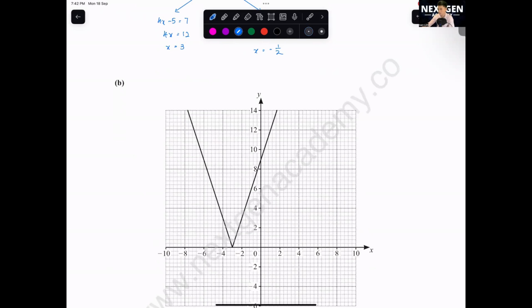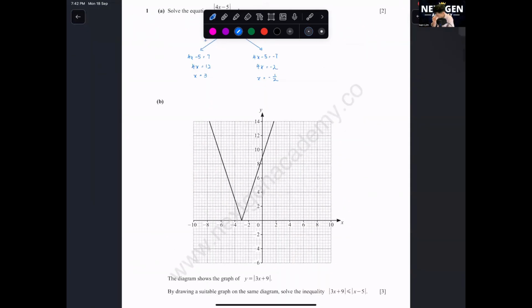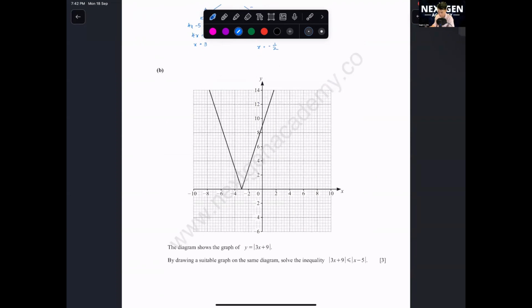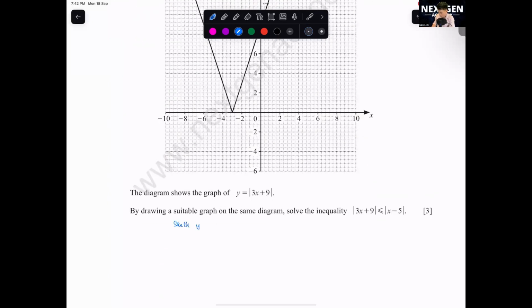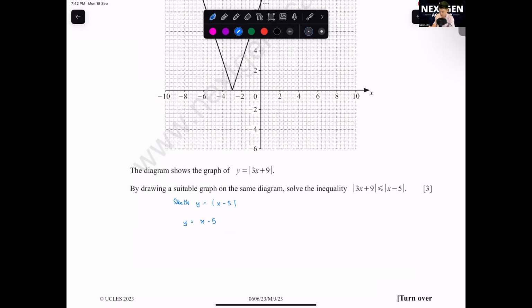Okay, question B. They say the diagram shows the graph of modulus 3x plus 9. Draw a suitable graph on the same diagram. Solve the inequality modulus 3x plus 9 less than or equal to x minus 5. Okay, so now what we need to do, we need to sketch y equals modulus of x minus 5 first. Okay, the right side of the graph. Before we do modulus, we draw the original graph first. Okay, we do a calculation based on the original graph first. Don't go and do it with modulus. Easy way to find it, find your x-intercept, y-intercept. When x equals 0, y equals negative 5. When y equals 0, x equals 5. Okay, so 0, negative 5, and then 5, 0.